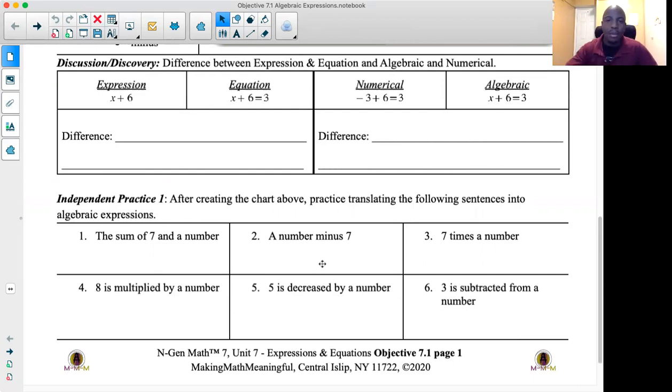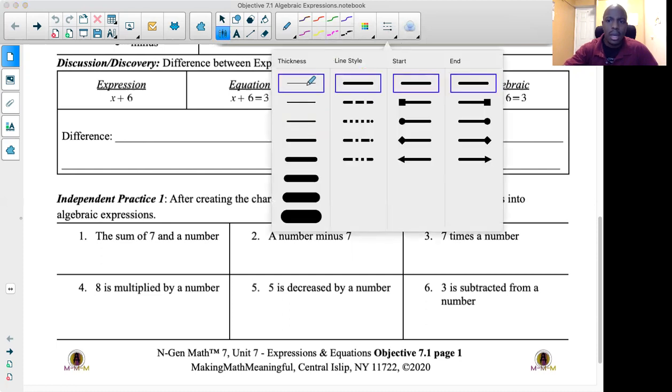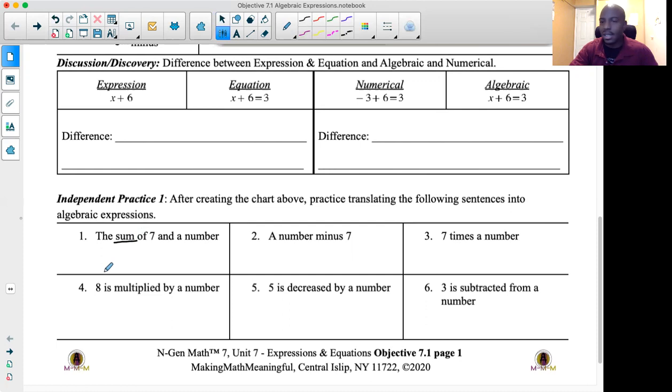So I'm going to do number 1, and I'm also going to do number 6. Number 1 says, the sum of 7 and a number. Now remember when we first started our chart this morning, you should have figured out, what does this word sum mean? What operation is this?